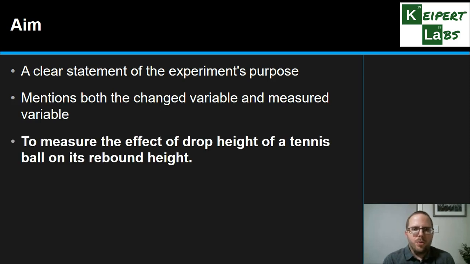So an example I've got written in here in bold: to measure the effect of drop height of a tennis ball on its rebound height. So if you're to take a tennis ball and you're going to drop it from certain heights, how does the height that you drop it from affect how far it rebounds? Okay, a really straightforward scientific experiment, but it's got a lot in it that you can analyze and dig into. But you're stating your purpose up front as a statement rather than a question as such.